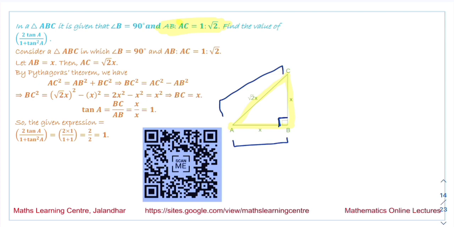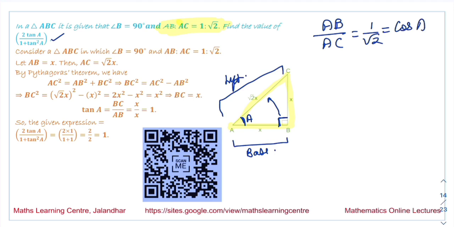So we have to find the value of this. It means we are talking about this angle A. It means we are saying this is the base and this is the hypotenuse. This angle is 90, so this is the hypotenuse. So what we are given is AB over AC, that is equal to 1 by root 2. It means this is the value of cos A that is given to us.